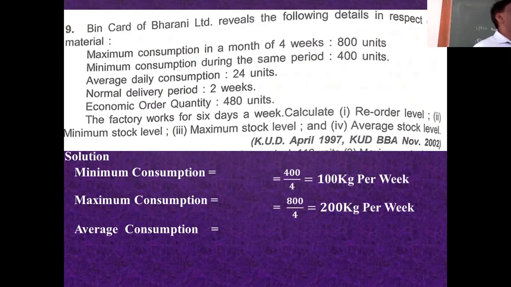Okay, per day 24 units required. For 6 days, how many units required? Per day you require 24 units. For 6 days, how many units required? Yes. 1 week, 84 units.